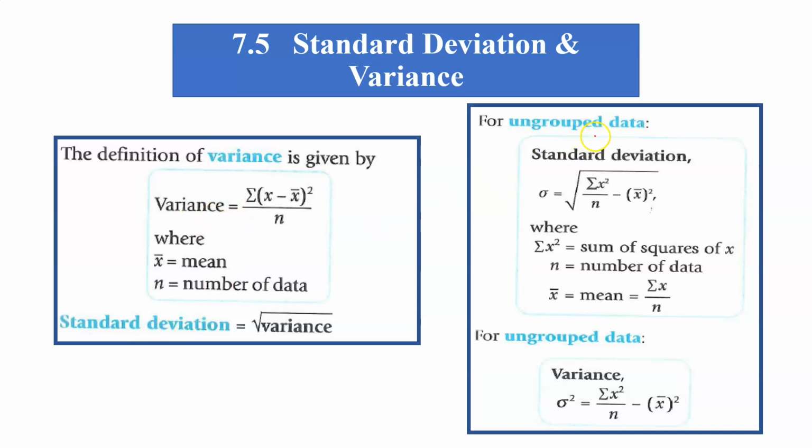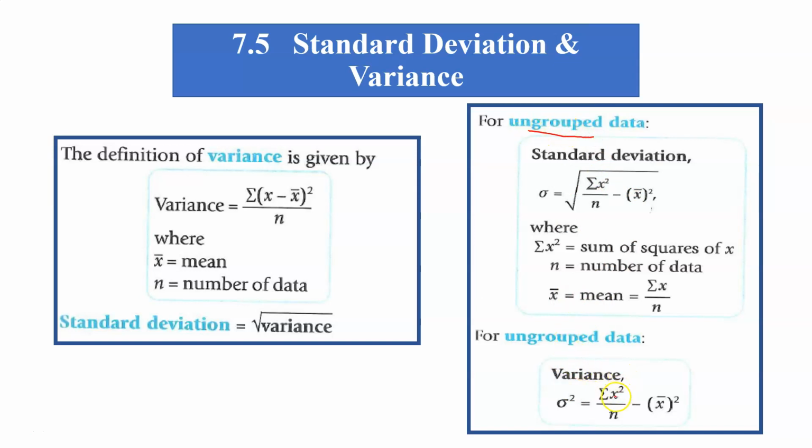So for ungrouped data, the standard deviation is this. Sigma ni adalah standard deviation: the square root of summation of x square divided by n, minus x bar square. So summation of x square ni sum of square of x. X tadi tu data kamu lah, for this one for ungrouped data.